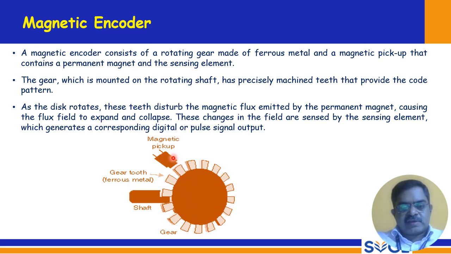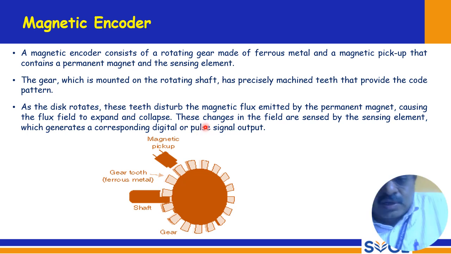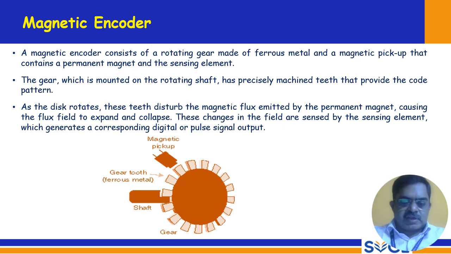So the magnetic pickup will measure the teeth on the wheel by magnetic flux. As the disc rotates, these teeth disturb the magnetic flux emitted by the permanent magnet, causing the flux field to expand and collapse. These changes in the field are sensed by the sensing element, which generates a corresponding digital or pulse signal output. So normally this produces the digital output directly because these are transducers.